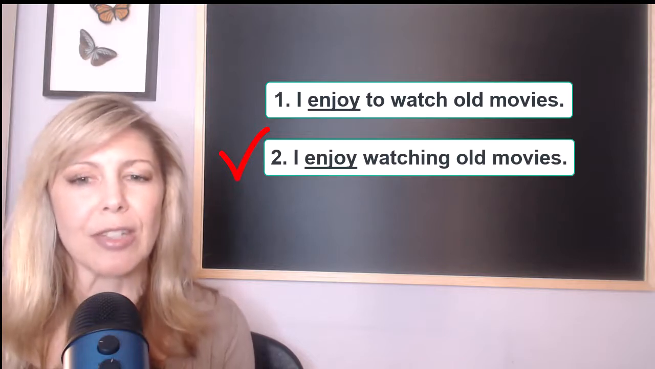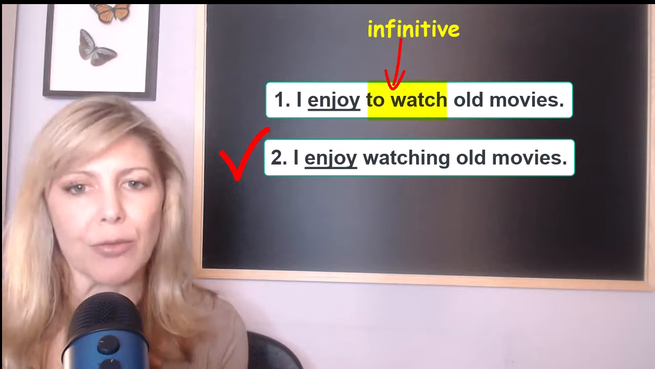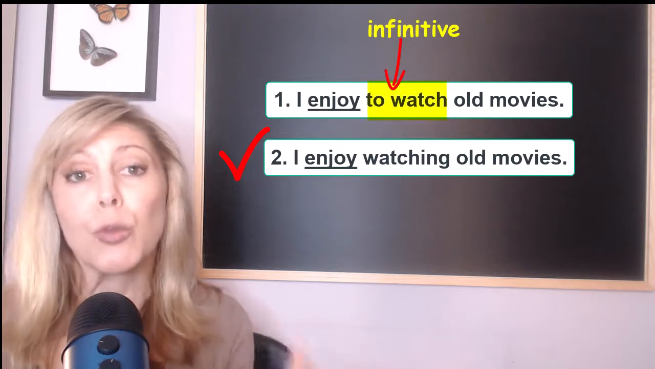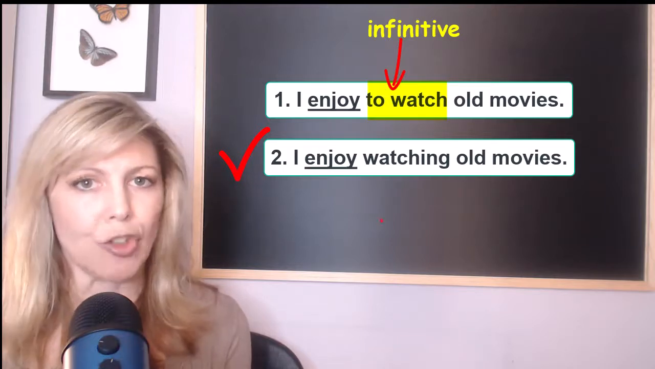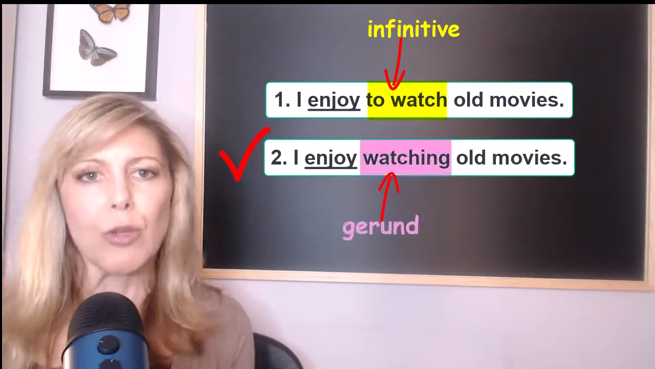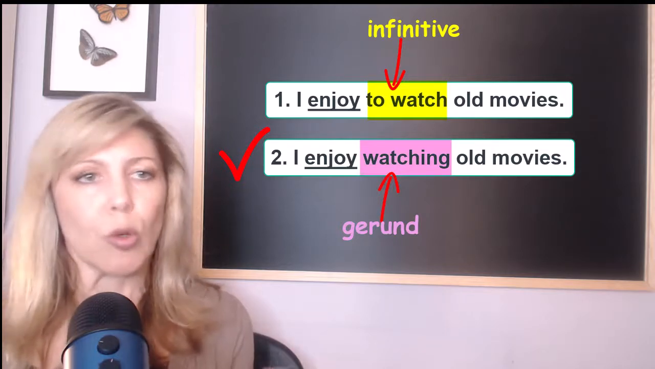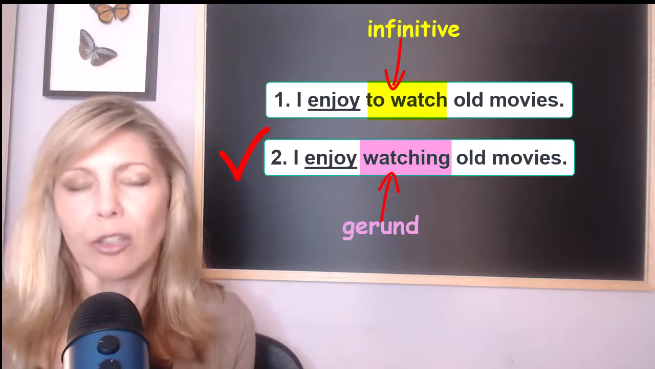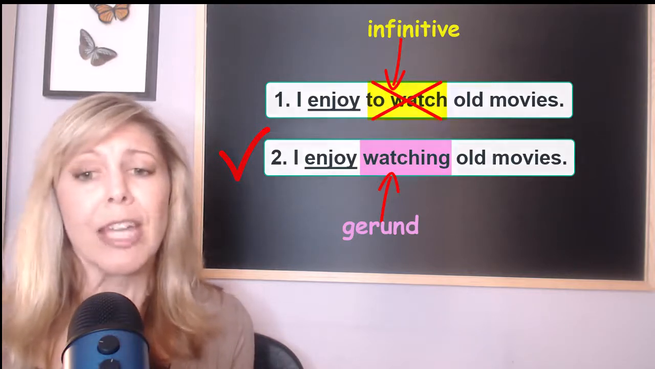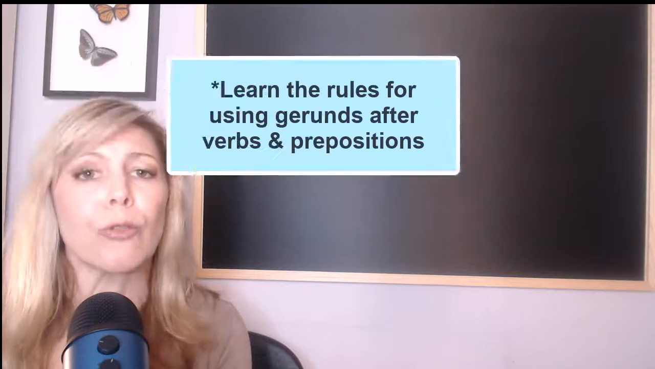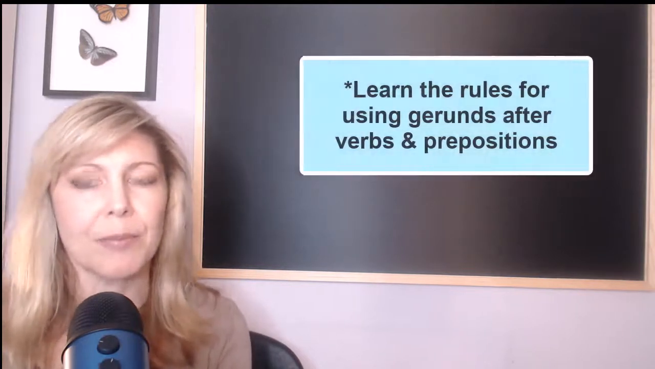Now, in sentence number 1, enjoy is followed by an infinitive, to watch, to plus the verb. And in number 2, enjoy is followed by a gerund. So when you use the verb enjoy, you can only follow with a gerund or you can follow with a regular noun, but not an infinitive. In today's video, we're going to learn the rule for using gerunds after verbs and prepositions.